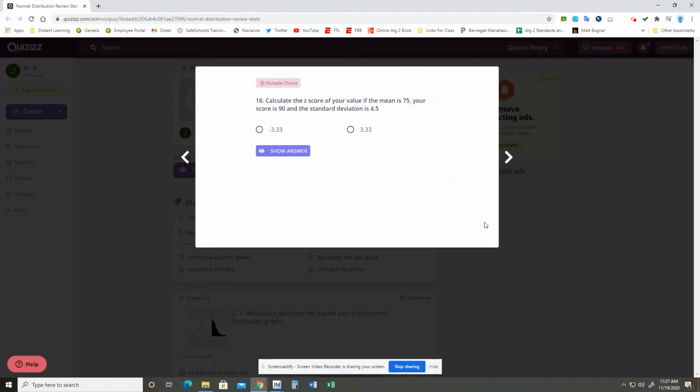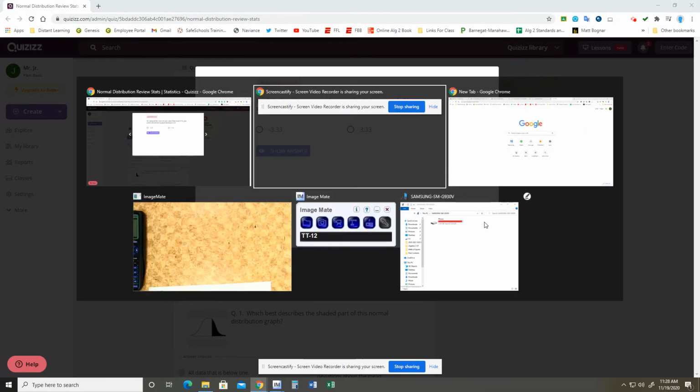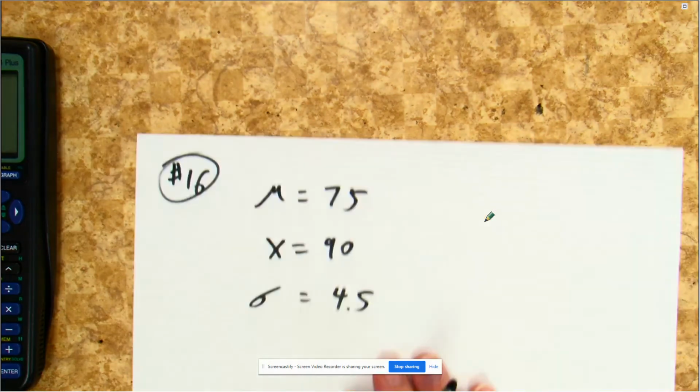There it is. Number 16, calculate the z-score of your value if the mean is 75, your score is 90, and the standard deviation is 4.5. So for this problem, they are asking for you to calculate a z-score. So let's see, I'm going to write down some information for this. The mean is 75, your score is 90, and the standard deviation is 4.5. So this is the information that they have given you.